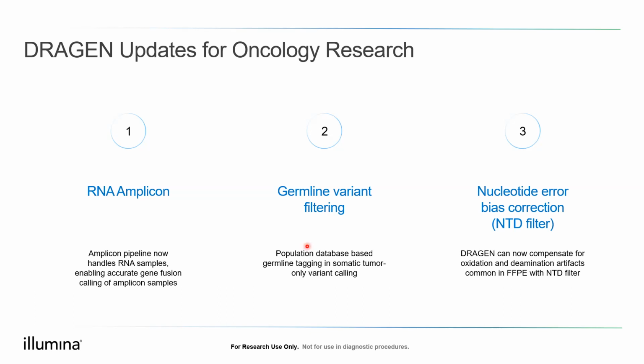We now have a new feature for germline variant filtering. We'll talk a little bit about it when we get to the slide, but it lets you take tumor-only samples and filter germline variants from there. And we are also introducing a new filter, which we're calling the NTD filter, that is specifically to compensate for deamination and oxidation artifacts that come from FFPE samples.